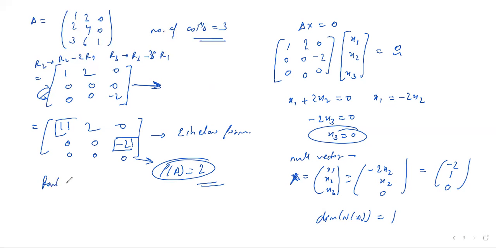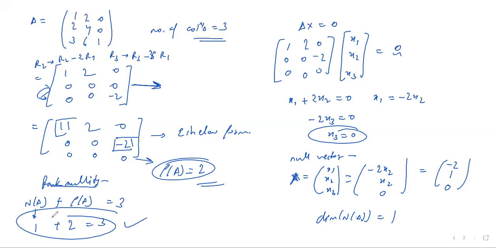So by the rank nullity theorem, we can easily check this. As I have rank of A equal to 2, the rank of A plus nullity of A is equal to the total number of attributes. We have the total number of attributes, that is the total number of columns, as 3. So we have nullity of A as 1, and rank of A as 2. So 1 plus 2 is equal to 3. So it is satisfying the condition. So that's how we can use the rank nullity theorem, and that is a very important topic actually. You have to use it in many ways.